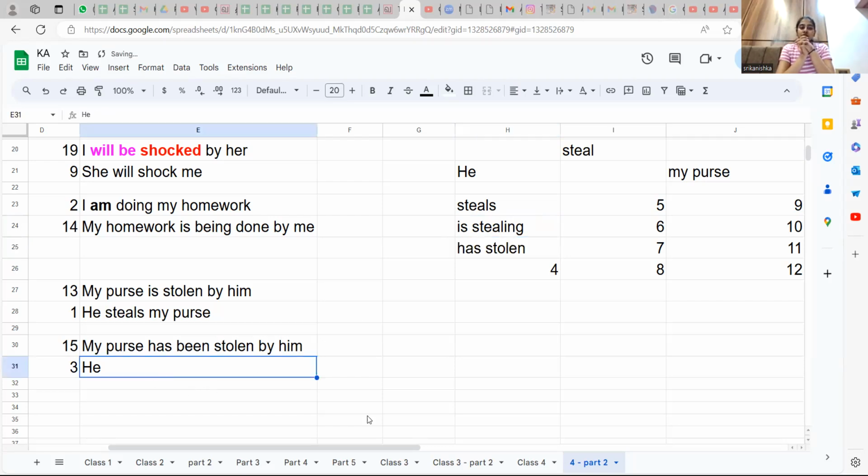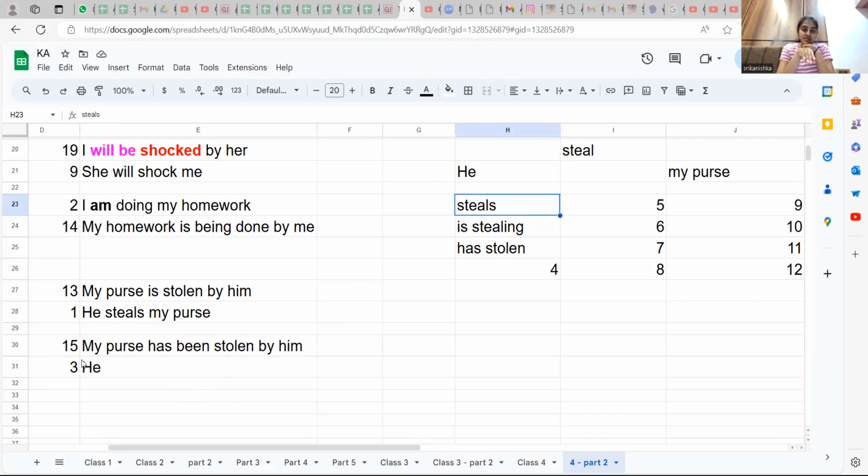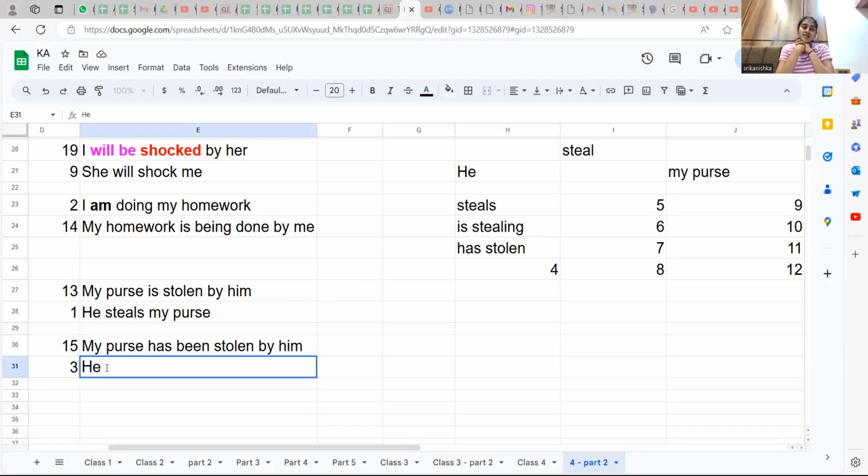Let's come here. He is stealing. No, number 3. You got number 3. Here also number 3. You have already told here, he steals my purse. That is number 1, isn't it? Yes, sir. But we have a number 3, isn't it? You got everything right. Has stolen. Look at that. You went with the had and all, I remember.